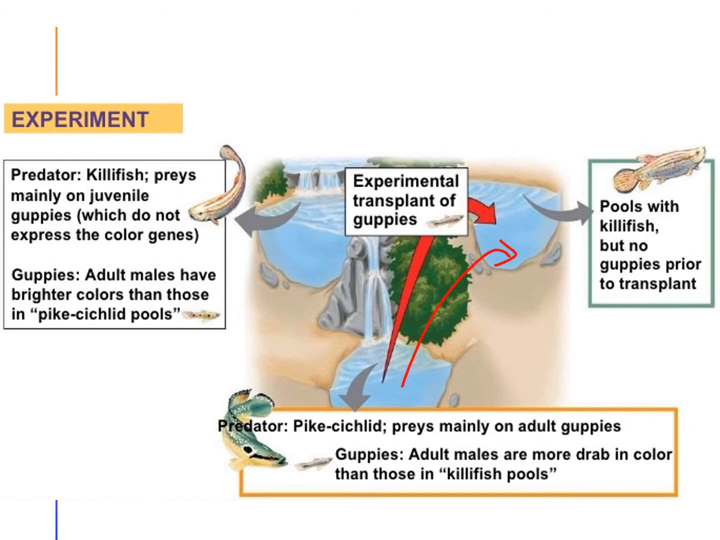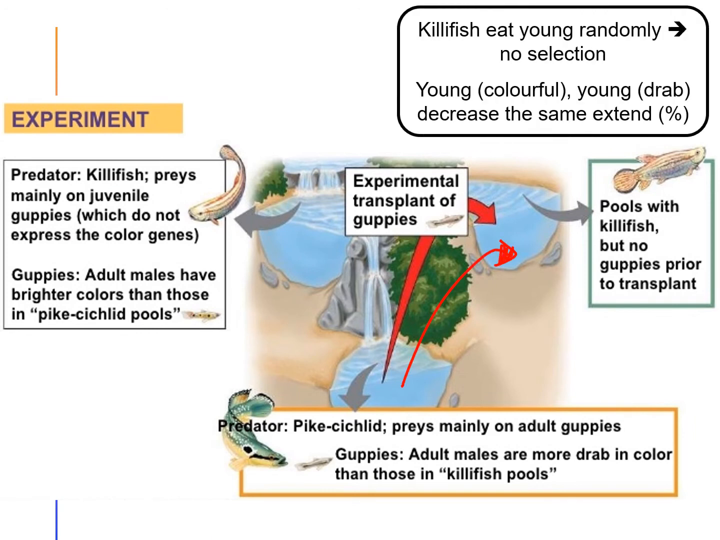After the guppies are transplanted from the pike cichlid pool to the killifish pool, the killifish is going to eat the young randomly. That means it shows no selection at all. The colorful young and the drab young will decrease by the same extent. The proportion of the population seems very close for the colorful and drab young.